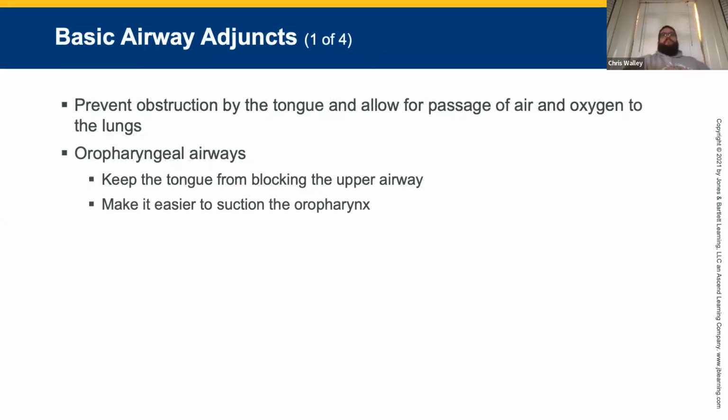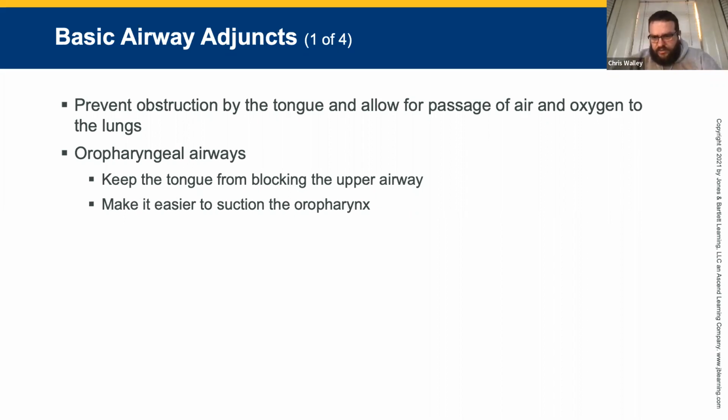All right, so now let's talk about basic airway adjuncts. This is where we're going to talk about oropharyngeals and nasopharyngeals. An airway adjunct prevents obstructions in the upper airway by the tongue and allows the passage of air and oxygen to the lungs. Oropharyngeal airways keep the tongue from blocking the upper airway.